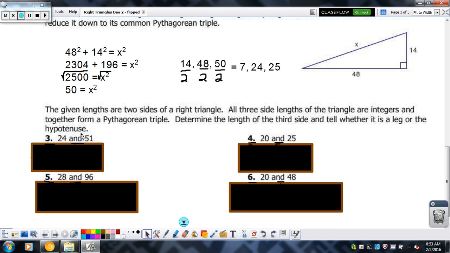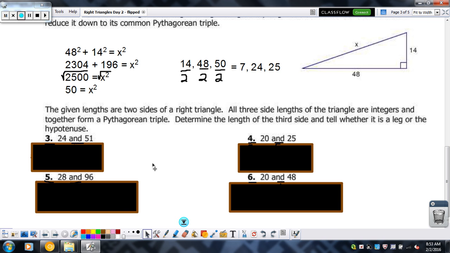Now, for numbers 3 through 6, the given lengths are two sides of a right triangle. So we already know these are a right triangle. All three side lengths of a triangle are integers, and together form a Pythagorean triple. Determine the length of the third side and tell whether it is a leg or a hypotenuse.